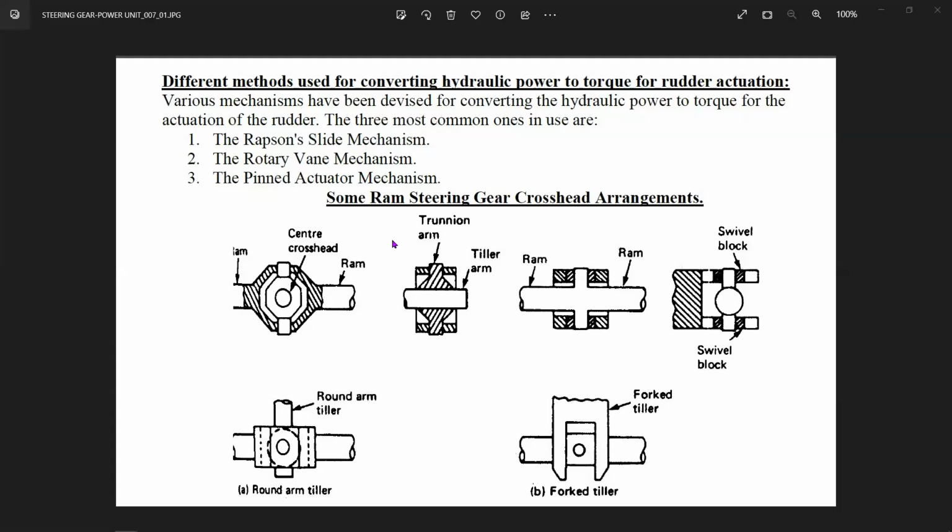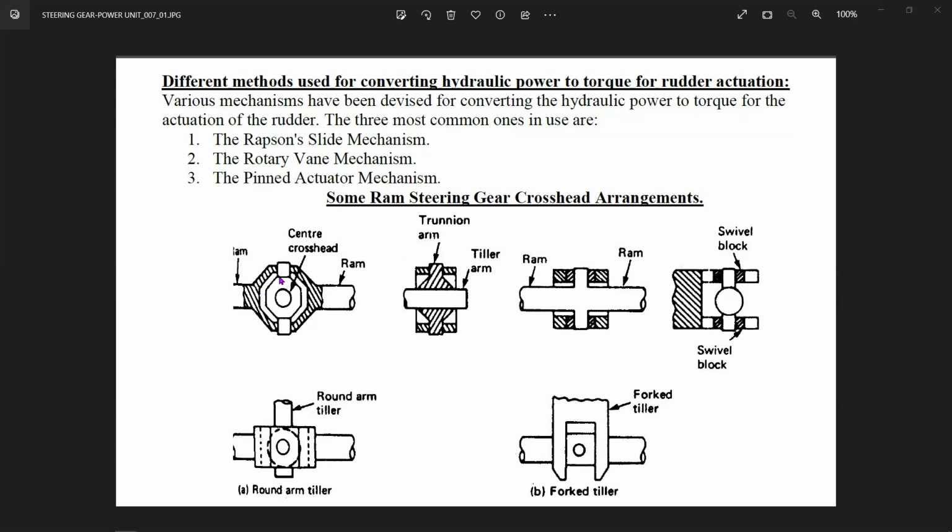So see here, this is your arrangement. Rapson slide mechanism, rotary vane, and pinch actuator. We will talk about the Rapson slide mechanism first now. So you see, for crosshead arrangements, there are 2 mechanisms. One is on the left, one is on the right.